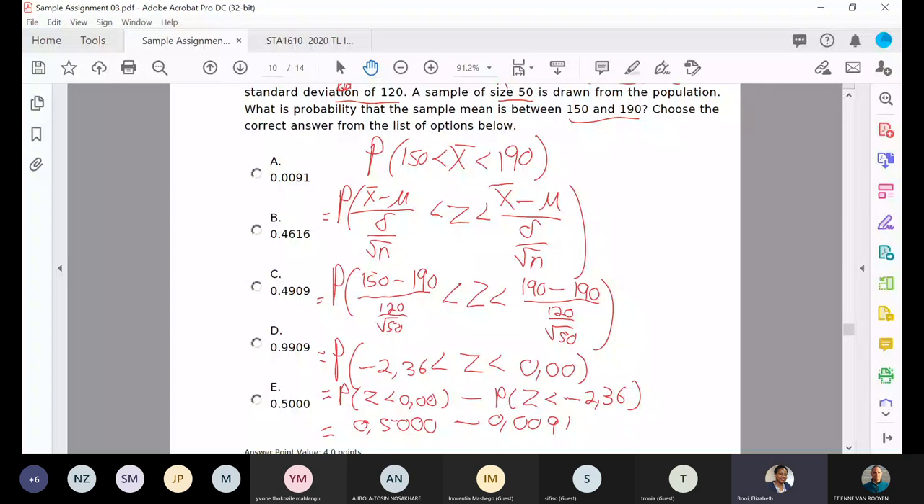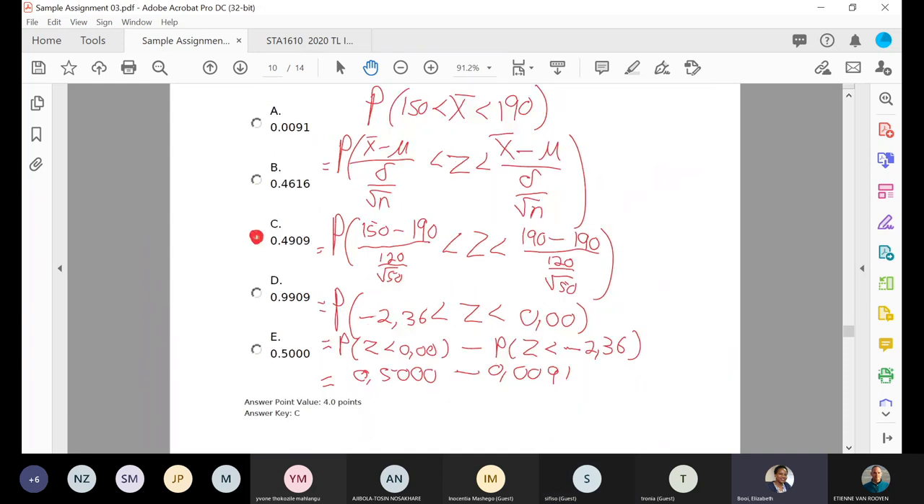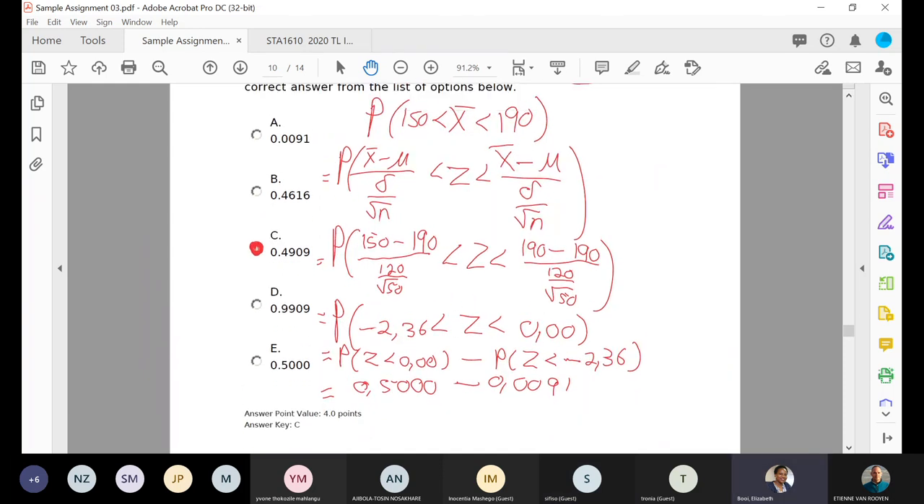What is the answer? 0.4909, which is C, is our answer.